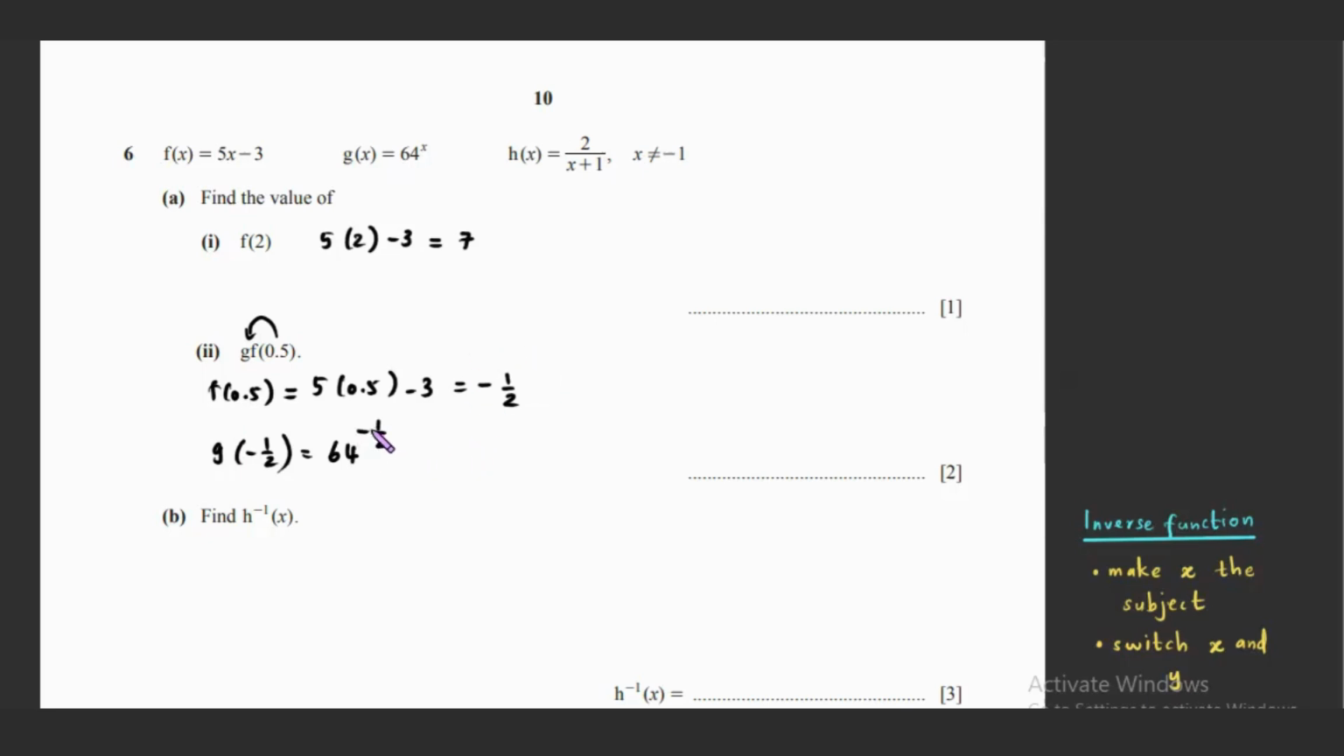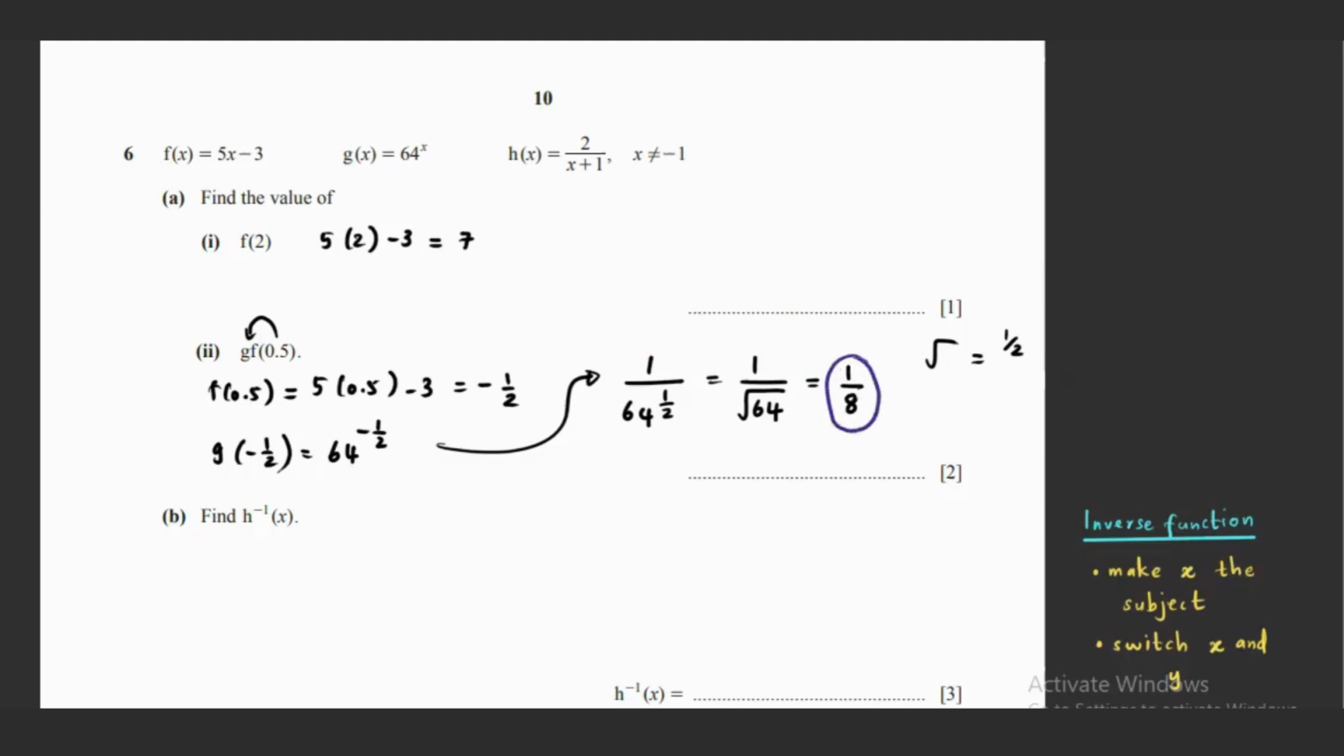So the index here is negative. To make it positive, I need to write it in the denominator form. So I'll write it as 1 over 64 to the power half. Square root and power half is the same thing. So this is the same as 1 over the square root of 64. When we do the square root of 64, we get 8. This is equal to 1 over 8. So this 1 over 8 is the answer.